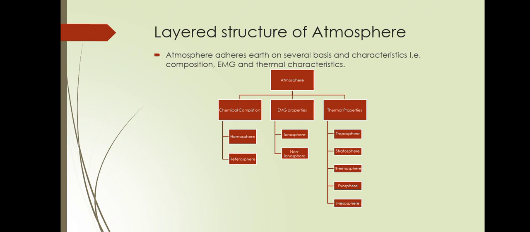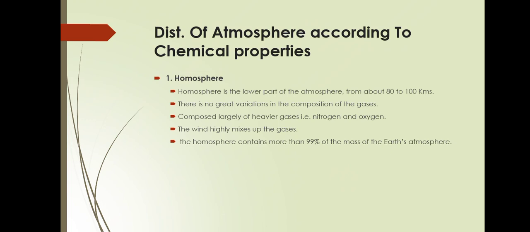And here lie the further branches of these three properties. Under chemical come the homosphere and heterosphere, then the electromagnetic properties have the ionosphere and non-ionosphere. And if we come towards the thermal properties, there come the troposphere, stratosphere, thermosphere, exosphere, and mesosphere. So firstly, moving towards the distribution of the atmosphere according to chemical properties.